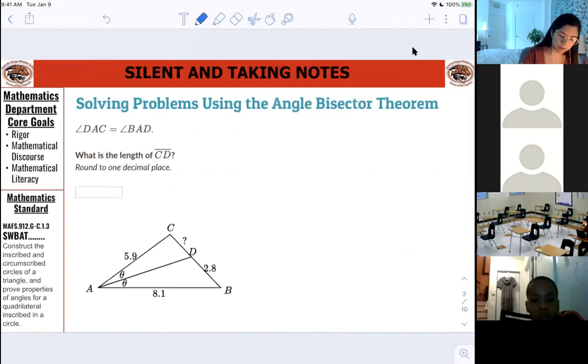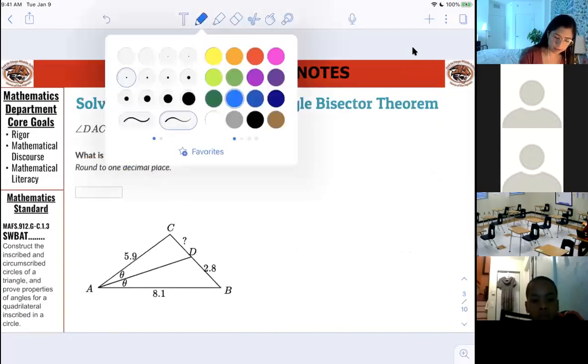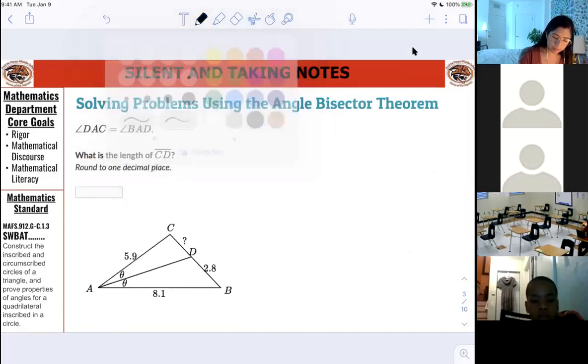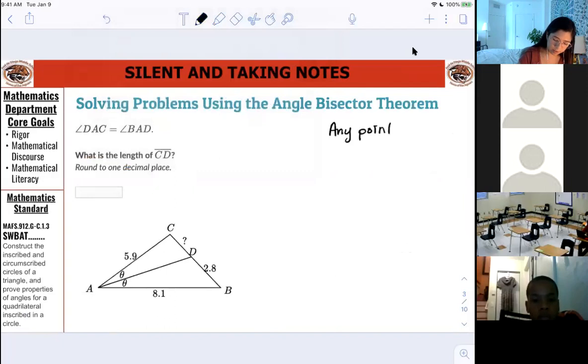So now let's use this theorem to help us solve some problems. So again, I'm going to summarize the theorem. The theorem says that any point on the bisector is equidistant from the sides.